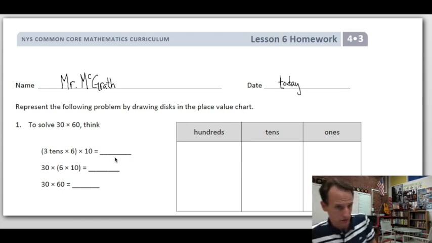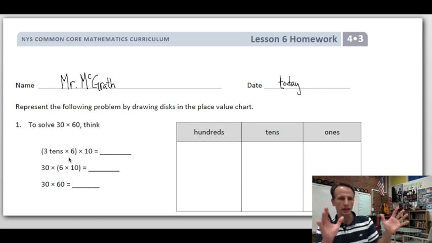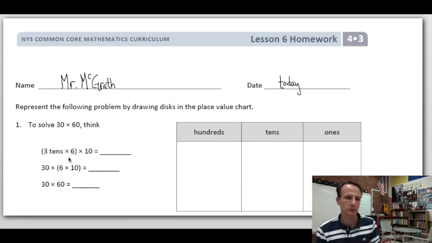Our directions here for number 1, or the first few here, are to represent the following problem by drawing in the place value chart. So to solve 30 times 60, we want to think 3 tens times 6 times 10. The 60 is broken out into 6 times 10, decomposed in this way, and then regrouped using the distributive property with the 3 tens times 6. We could also think of it as 30 times 6 times 10, that's our 60, right? 30 times 60, which is the original question we're presented with.